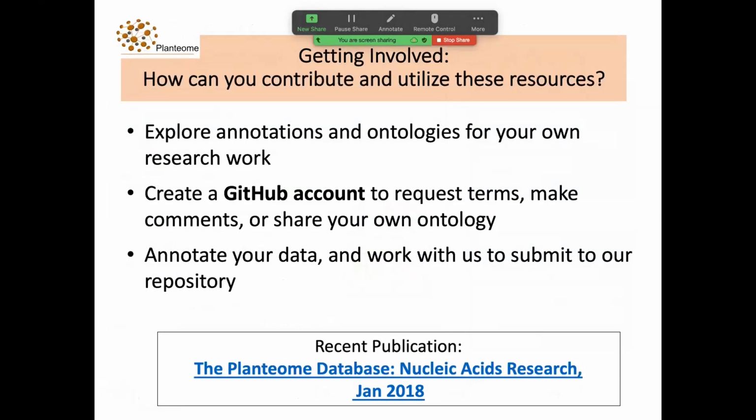We encourage you to explore the annotations and ontologies. If you don't have a GitHub account, we encourage people to get one and come and visit us, annotate your data, and work with us to submit your data to our repository. And here's a recent publication from NAR last year on the Planteome.